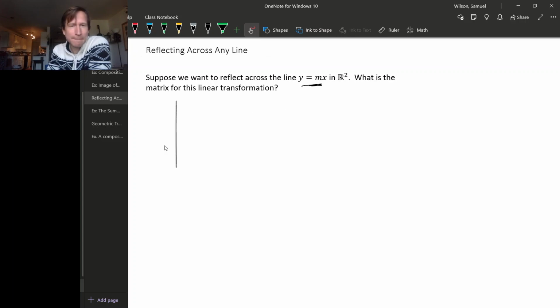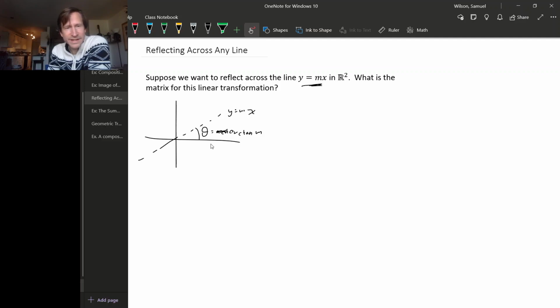If we want to reflect across this line, the line y equals mx, this line makes some angle theta with the x-axis. In fact, this angle is arctangent of m. So how could we figure out a matrix for this linear transformation?